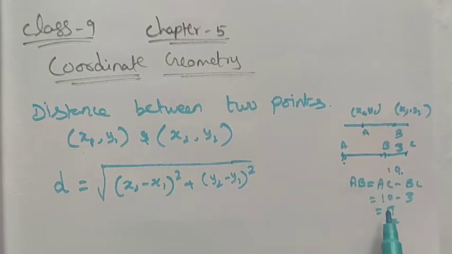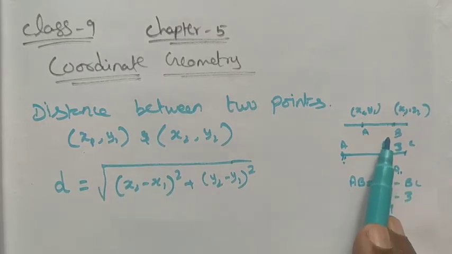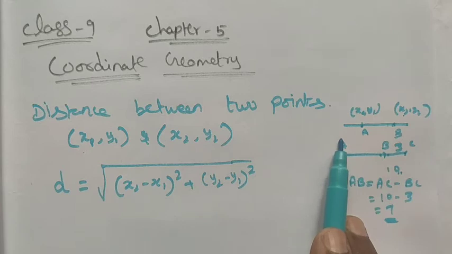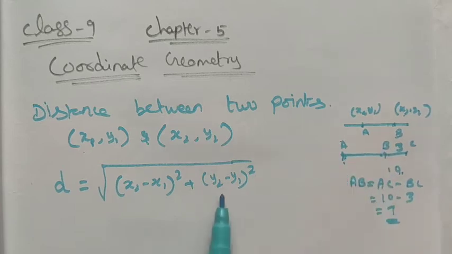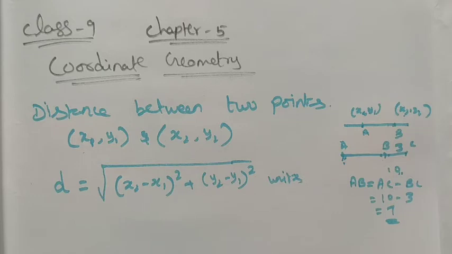In this method we have found the same idea, and here we are going to use it. The second point is on the x-axis. The formula is root of x2 minus x1 whole square plus y2 minus y1 whole square units, because we are finding the distance, right? So compulsorily we have the units.